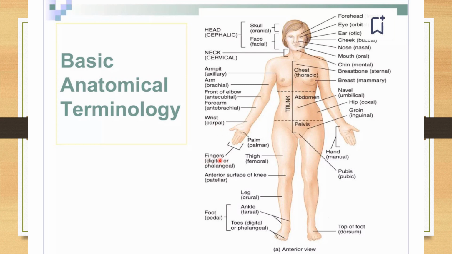Fingers are referred to as the digits, or phalangeal, or the phalanx. The foot is pedal. The leg is crural. Ankle is tarsal. The pubis is around the pubic area. Hand is manus or manual. Groin is inguinal. Navel is umbilical. Breast is mammillary. Breastbone is sternal, and what have you.